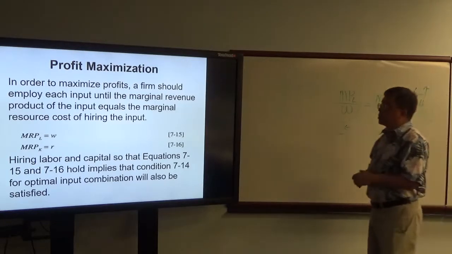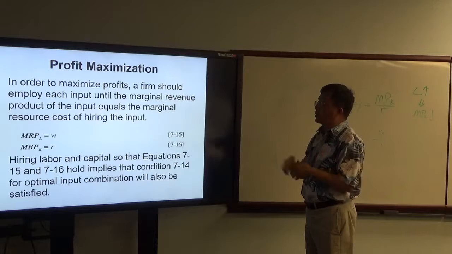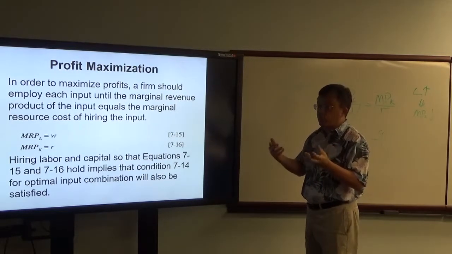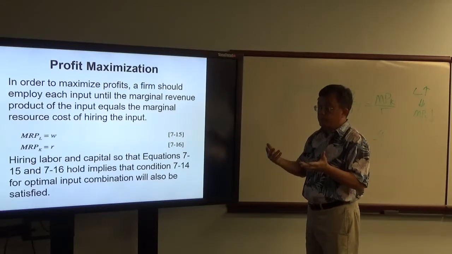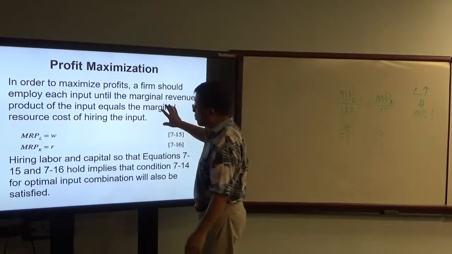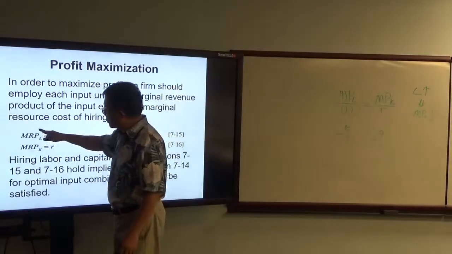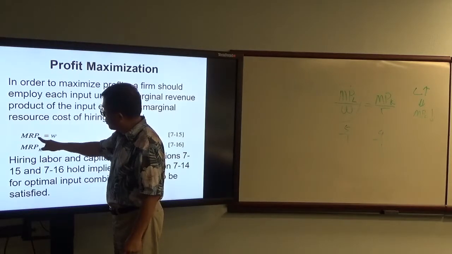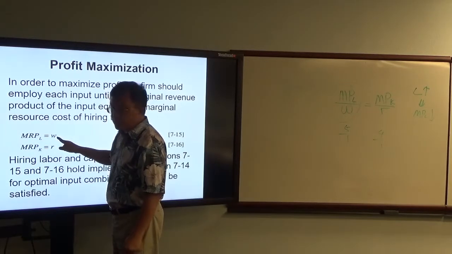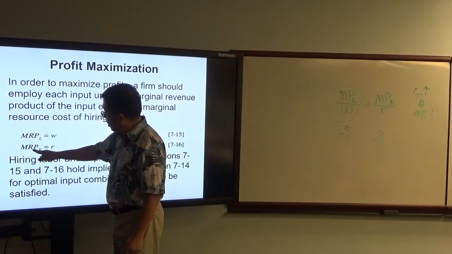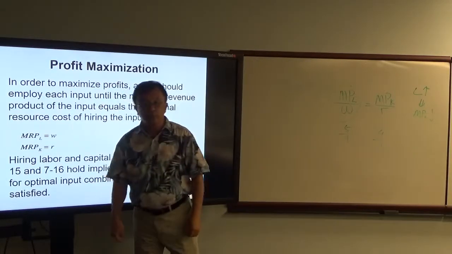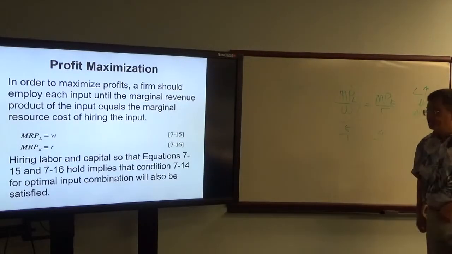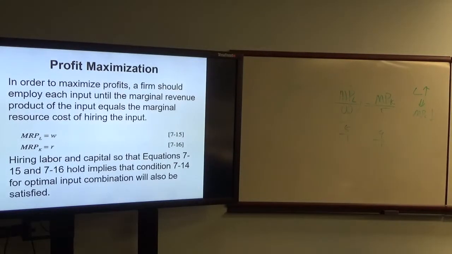And then the last condition is how to maximize profit. A company uses two resources, labor and capital. If that's the case, to maximize the profit, again, we use the marginal rule. The marginal resource revenue product of labor is equal to the wage rate, and the marginal resource revenue product of capital is equal to the cost of capital. So that's the optimal condition.